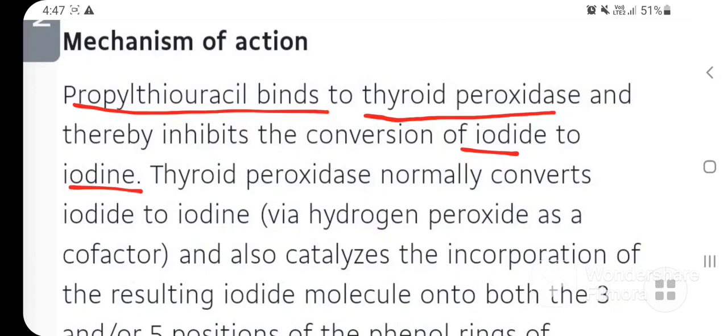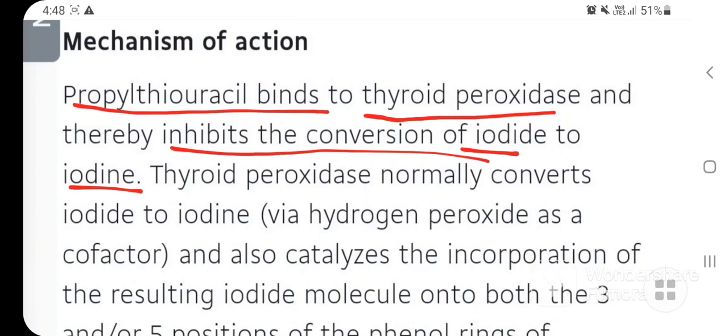If the thyroid is in the iodide form only, then there is no problem, there is no secretion of T3 or T4. If it converts to iodine, obviously it increases the thyroid hormones. So they will inhibit this conversion. Who will inhibit this conversion? This propylthiouracil. By how? By binding to thyroid peroxidase. Understand what I am telling?